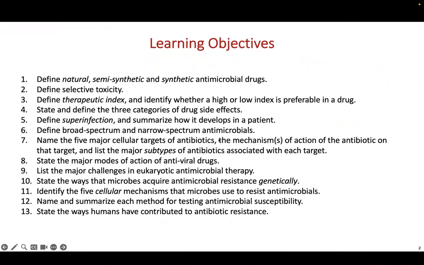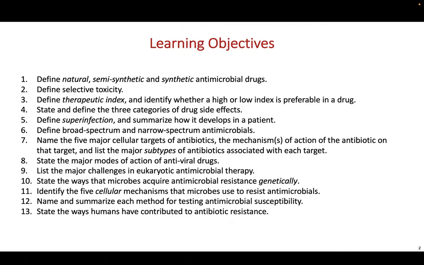And then we will define selectivity. We will define selective toxicity, and we will also define therapeutic index and identify whether a high or low index is preferred in a drug. We will state and define the three categories of drug side effect. And then we will define superinfection and summarize how it develops in a patient. We will define broad spectrum and narrow spectrum antimicrobials.